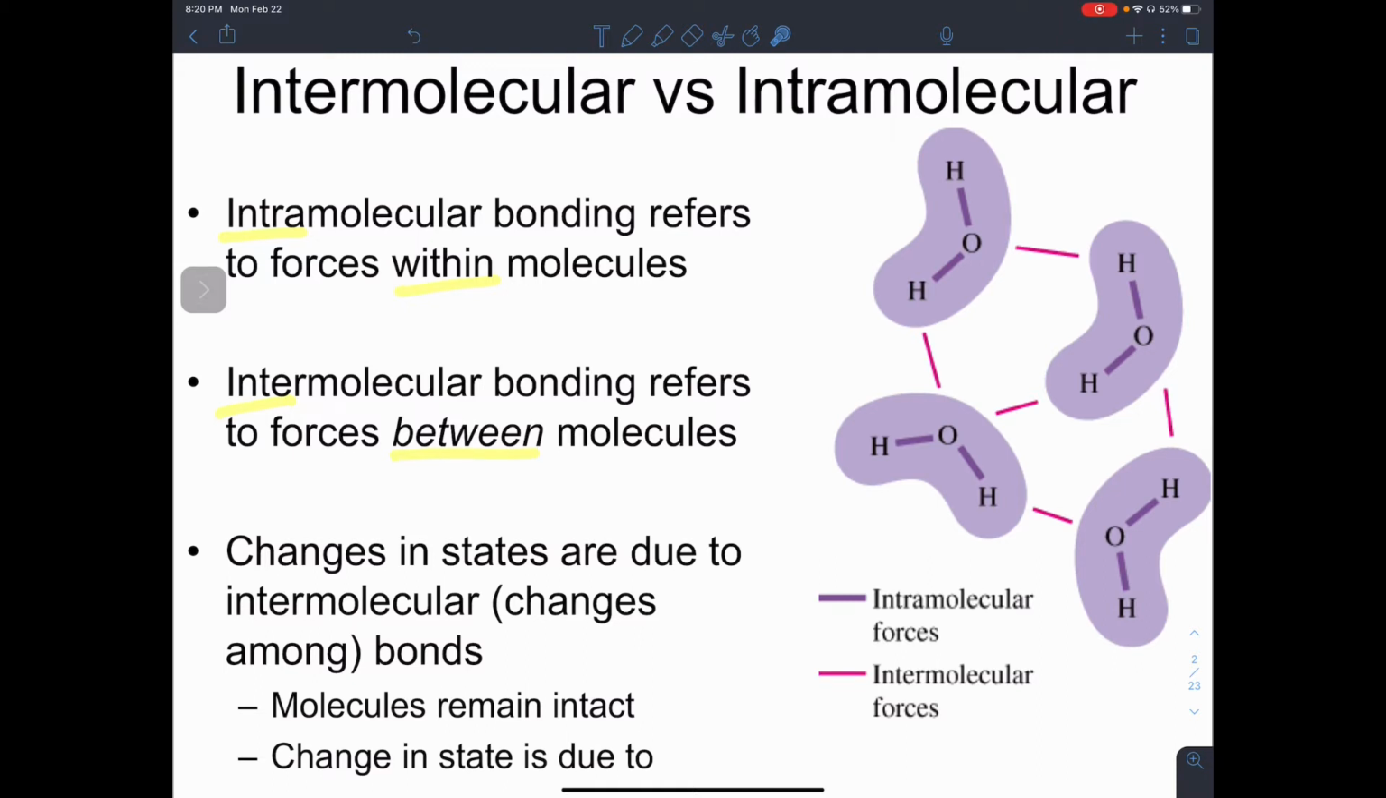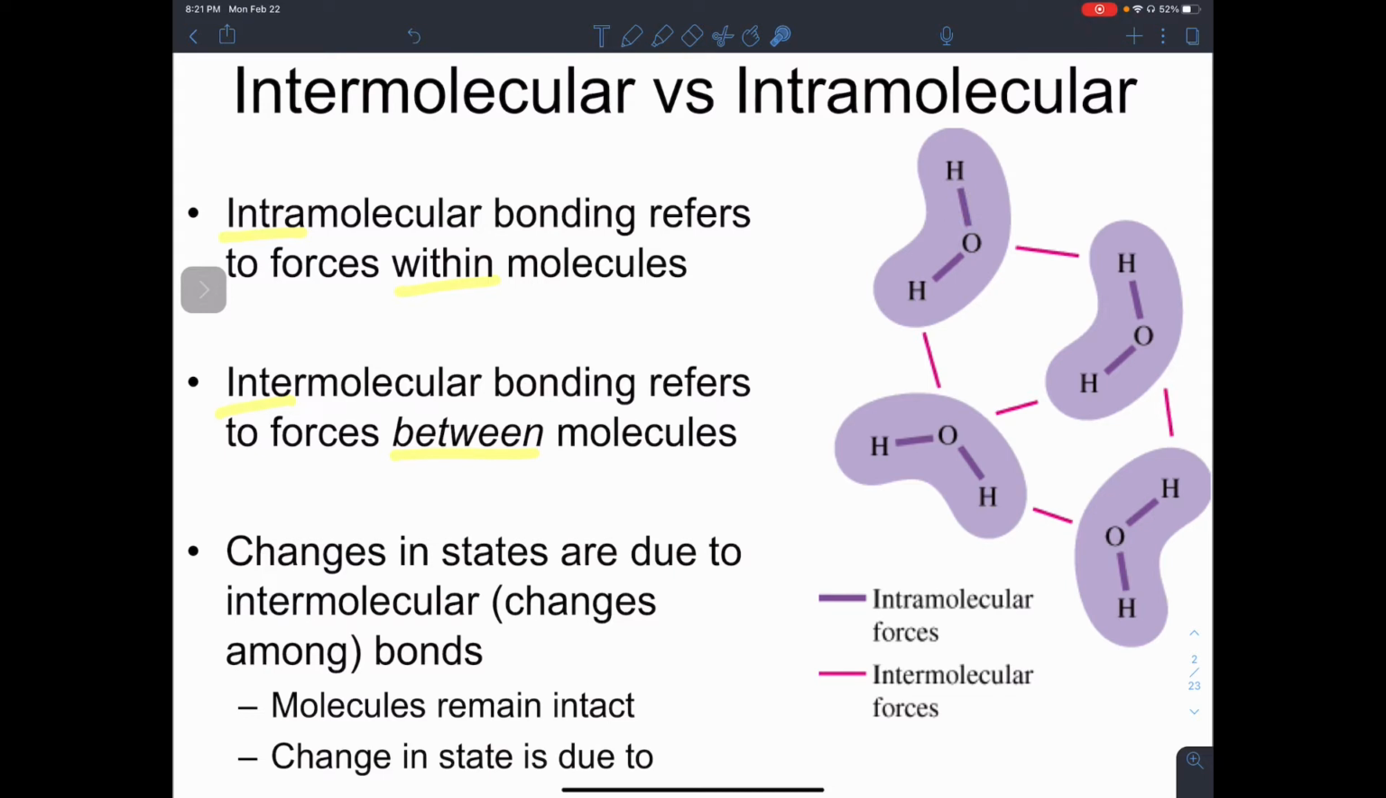As they relate, however, to bonding and molecules, I'd like to draw your attention to this diagram on the right. Here we have a molecule of H2O, and the bonds within the molecule are these purple ones. These are the intramolecular bonds. We've already learned quite a bit about these bonds. You know that they're covalent bonds because they are between two nonmetals. You know that they're polar covalent bonds because oxygen is more electronegative than hydrogen.